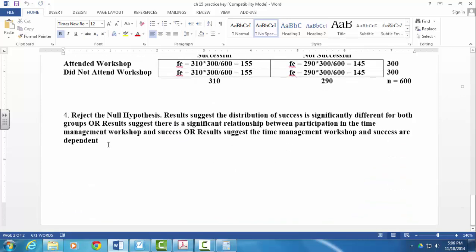Okay, so yes, our calculated chi-square is greater than our chi-square crit. So we reject the null hypothesis, and results suggest that there is a significant relationship between participation in the time management workshop and success. Once you reject the null, you just restate the alternative hypothesis and go with whichever result suggests statement that you chose.